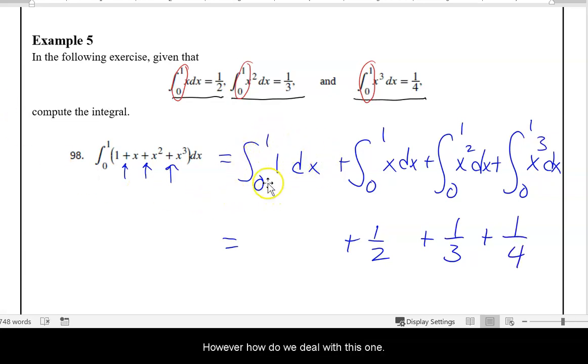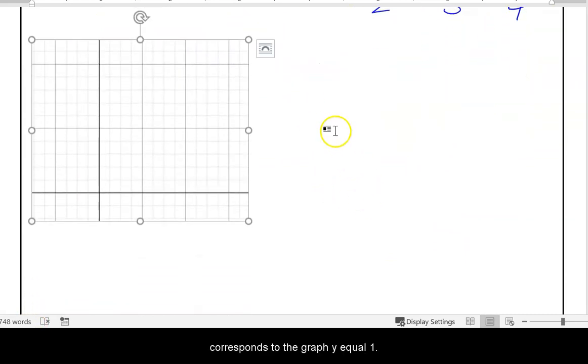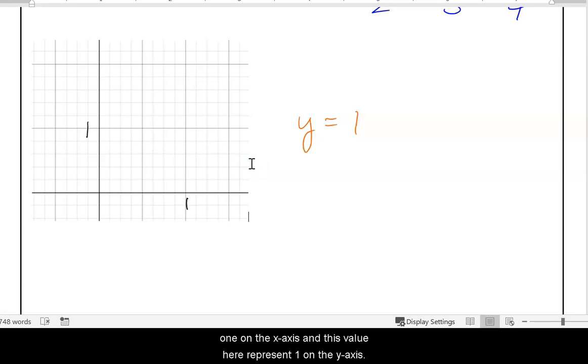However, how do we deal with this one? Well, let's draw the graph and see. Since the integrand in this definite integral is 1, that corresponds to the graph y equal 1. Let's come down here and graph y equal 1 on this particular graph. To make it easier, I'm going to let this value here represent 1 on the x-axis and this value here represent 1 on the y-axis. The graph of y equal 1 then would be the horizontal line at y equal 1.